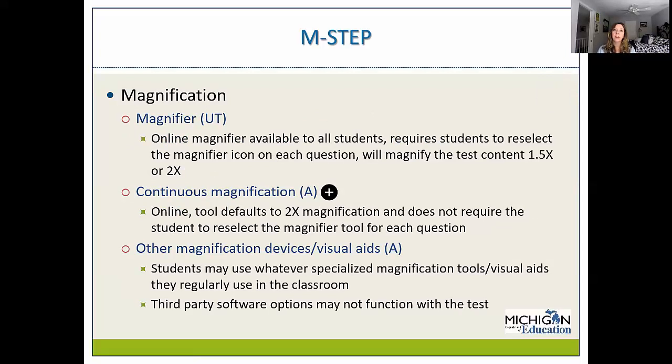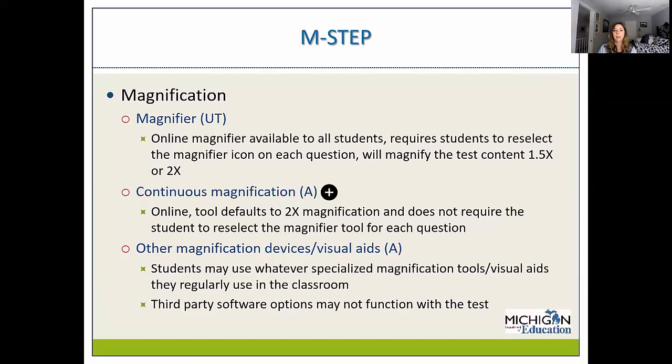There is a magnification option within the online testing engine for MSTEP. There is a magnifier option that is considered a universal tool that's just going to show up for every student. It requires the students, however, to reselect the magnifier icon on each question. So every single time the student goes to a new question, they have to reselect that icon at the top of the screen so that the test content is magnified. They have the option to select from 1.5 times or 2 times magnification with this particular option. And again, that's available to all students.